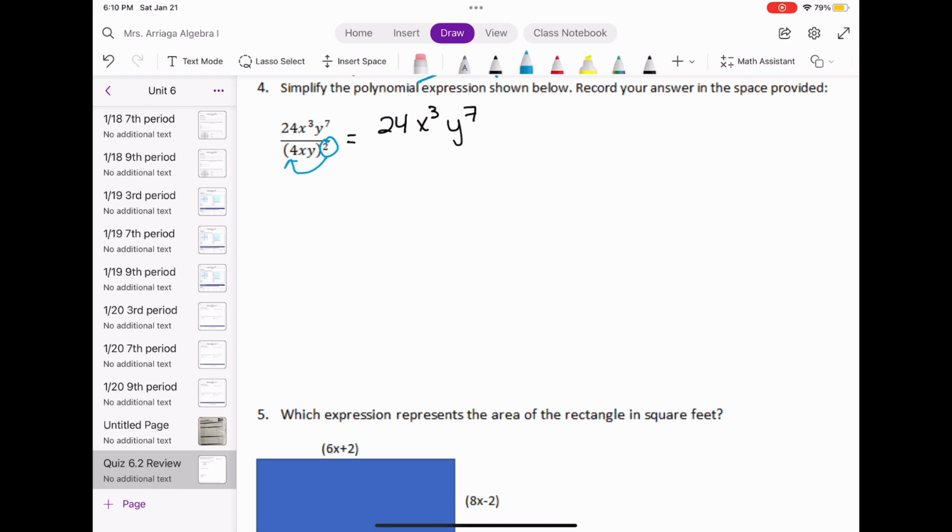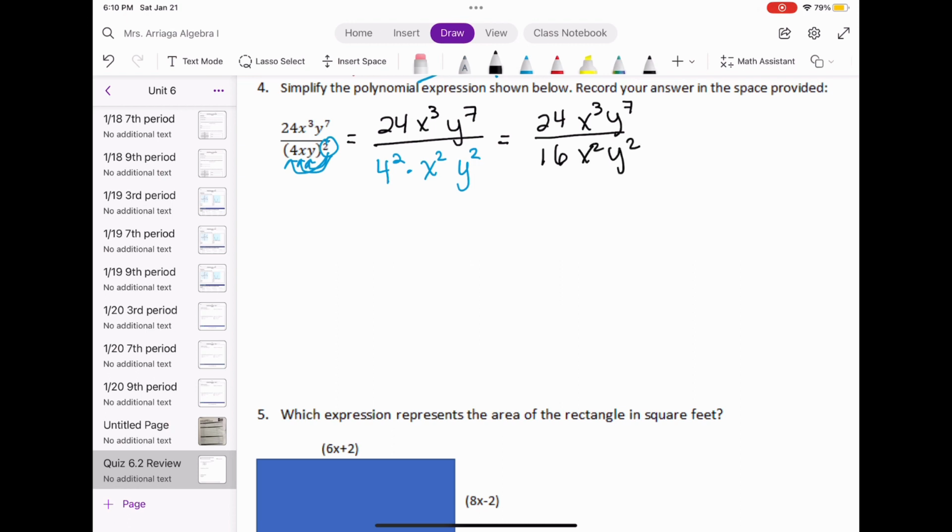So remember, every term inside the parentheses gets that 2. So the 4 is going to get the 2, the x is going to get the 2, and the y is going to get the 2. Okay, now that the 2 has been distributed, let's simplify. So I'm going to simplify the 4 squared in the bottom, which gives you 16. And I'm going to write everything else.